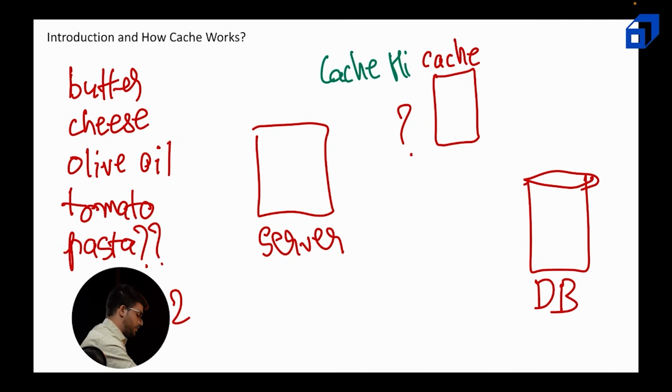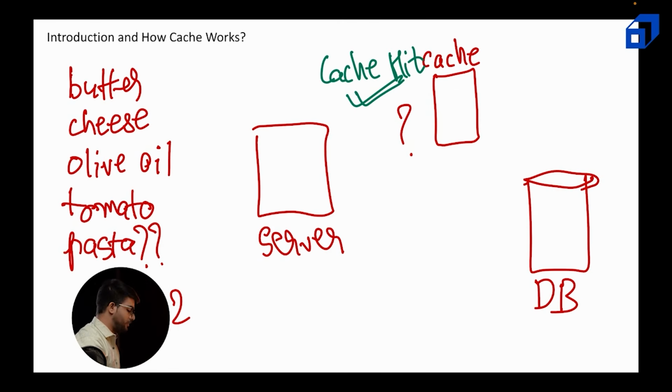Okay. If the information is found, then it's known as a cache hit, and then we don't need to go to the database and fetch that information from the database and return it to the user. So in this way, we reduce the hop of fetching from the database and retrieving it to the user.